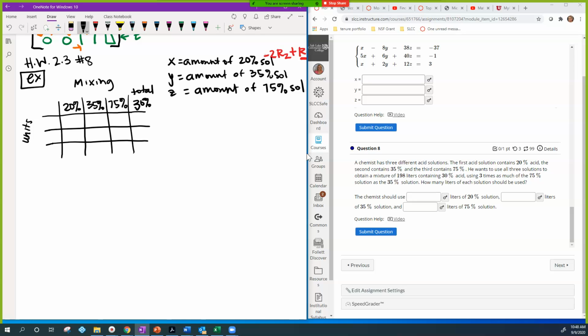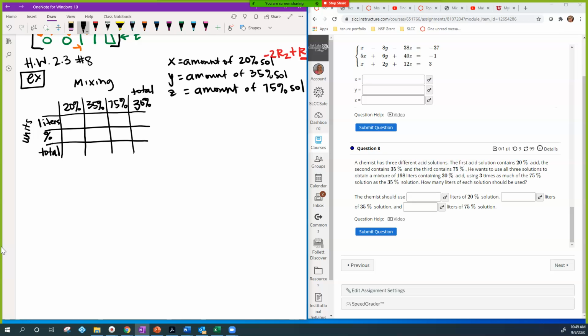And then for the units, it looks like I'm dealing with liters. So that's going to be one of my lines, telling me about the liters. The second one is the percent. And then the total. That's what I'm going to be dealing with here. The sentence that says using 3 times as much of the 75% solution is not going to go in this chart. We're going to determine that in a little bit. But we have to find our first two equations by using this chart.